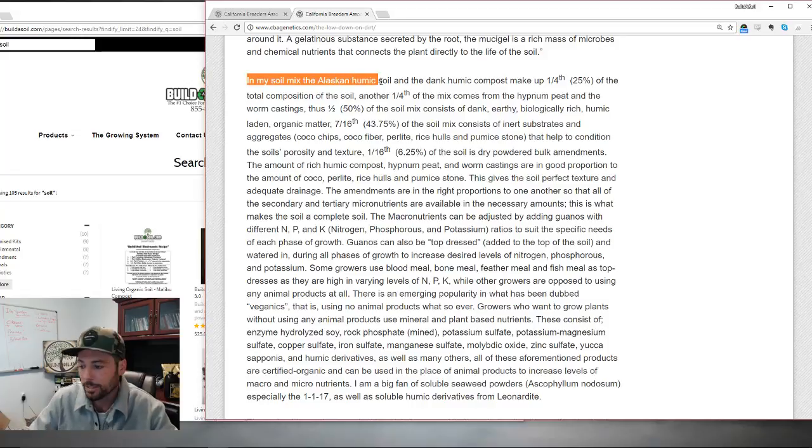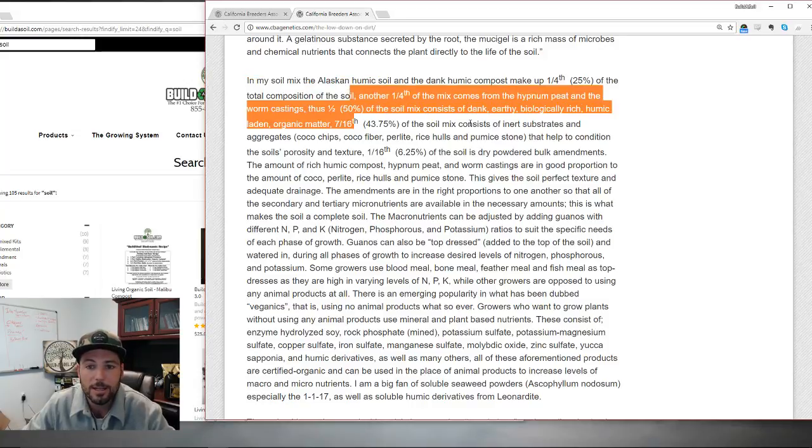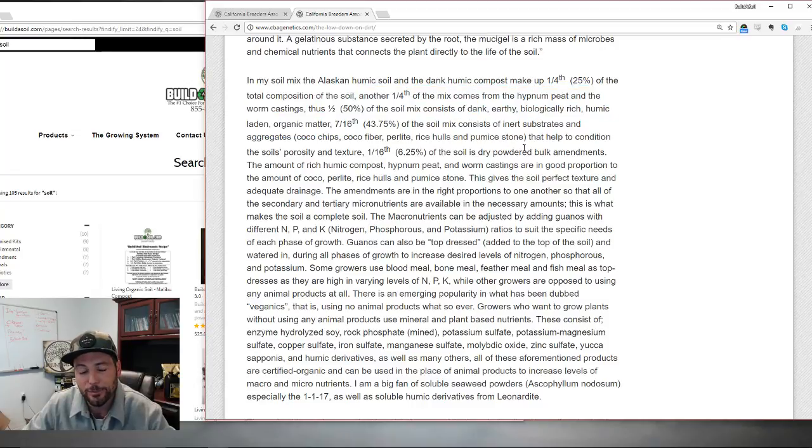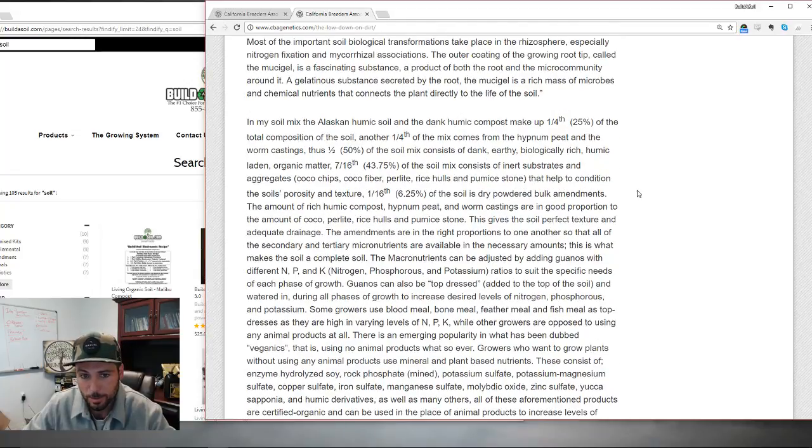In my soil mix, the Alaskan humic soil and the dank humic compost make up 1/4, 25% of the total combination of the soil. Another 1/4 of the mix comes from the peat and worm castings. 50% of the soil consists of dank, earthy, biological-rich, humic-laden organic matter. So I calculated it at like 30 to 40%. He says 50 because he's counting the hypnum peat and all that stuff, okay? But you can see we already went through those numbers, very similar to what we talked about as far as the three parts.